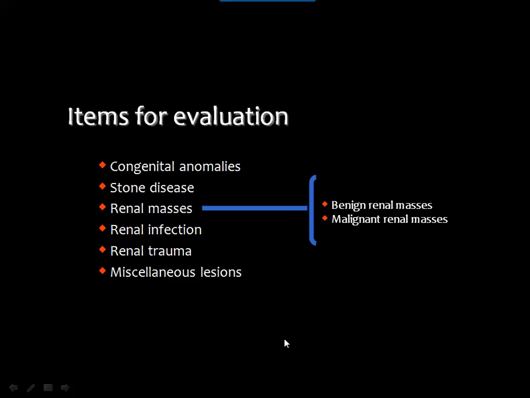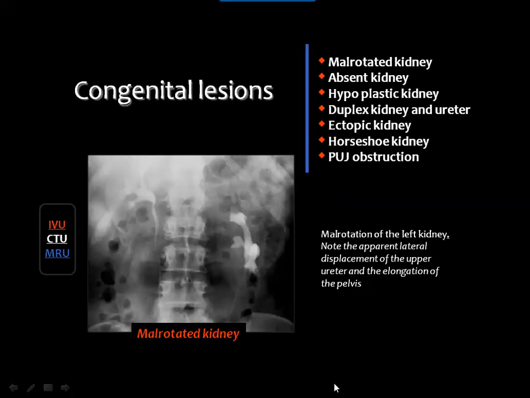Then these are the items to be evaluated for renal imaging. Number 1, the congenital anomalies, the stone disease, renal masses, renal infection, renal trauma, and some miscellaneous conditions. Starting with the congenital lesions, they are a lot, and they include kidney malrotation, absence of the kidney, hypoplastic kidney, and the duplicated pelvicalyceal system or ureter, ectopic kidney, horseshoe kidney, and pelvic-ureteric junction obstruction.